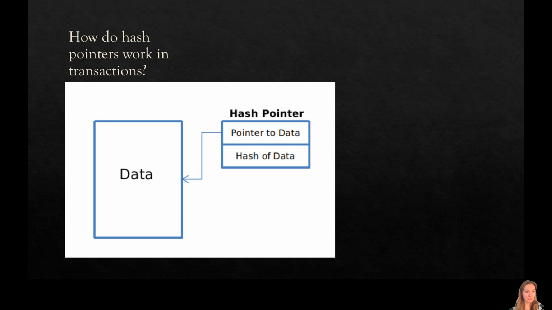So first of all, they point to where some information is stored. So as you can see here, they point to the data. And they are also a cryptographic hash of that information, as you can see here. And the pointer can be used to get the information, while the hash can be used to verify that information has not been changed.